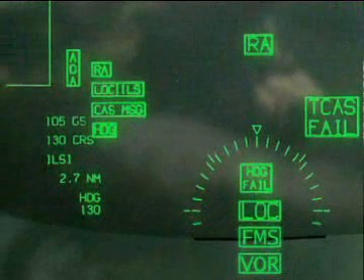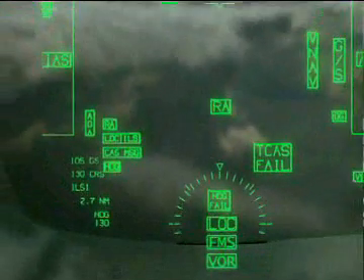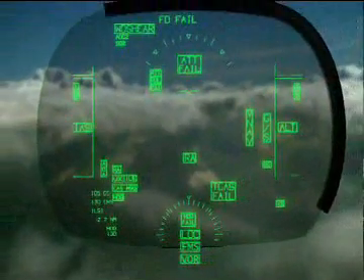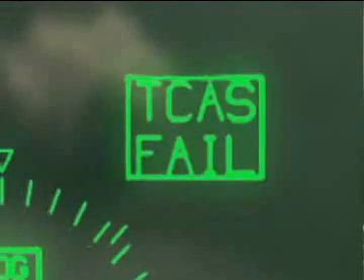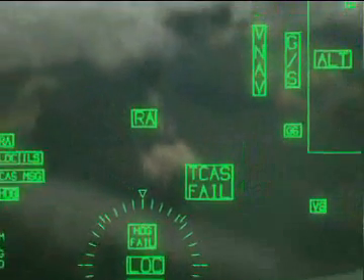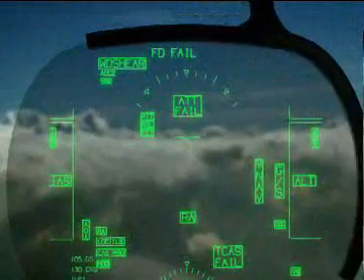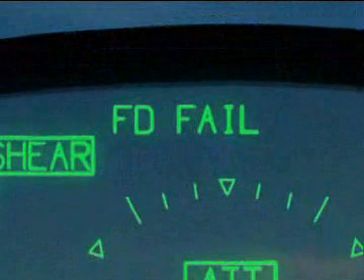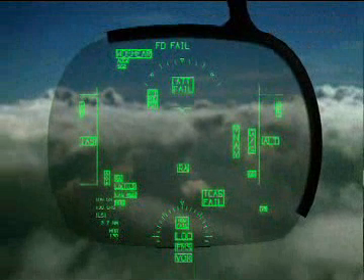Lateral deviation failure is indicated by boxed characters LOC, FMS, or VOR, corresponding to the selected navigation source, in the lower center of the display. TCAS failure is indicated by boxed characters TCAS fail, displayed in the lower center portion of the display at certain times. Flight director failure is indicated by the characters FD fail, positioned in the top center portion of the display, and the removal of the FDS flight director guidance cue.